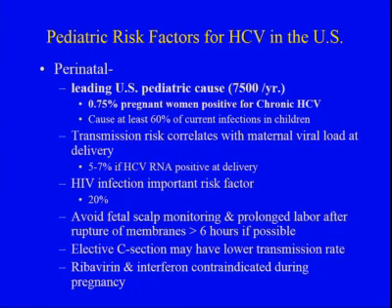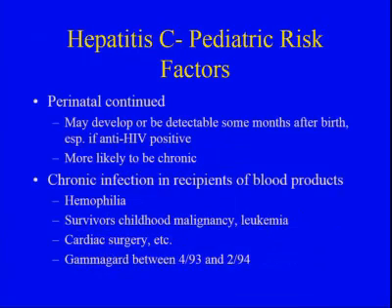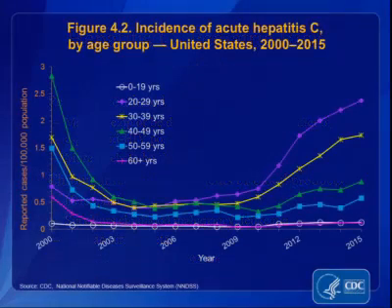Elective cesarean section may have a role in terms of lowering transmission rate, but not yet recommended. If the mother acquires hepatitis C during pregnancy, you cannot treat her because the medicine for it is teratogenic. Perinatal infection, you can develop it some months after birth. Chronic infection, again, recipients of blood products, patients with hemophilia, patients who had malignancy, leukemia when they were younger, cardiac surgery, and there was a batch gamma guard contamination.